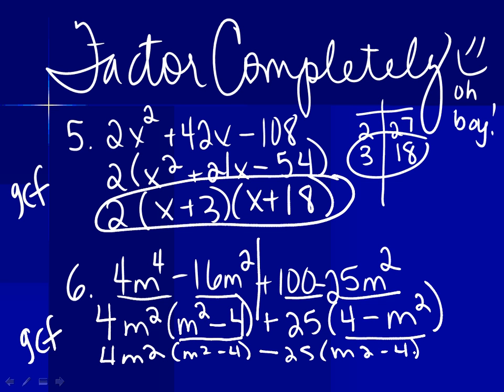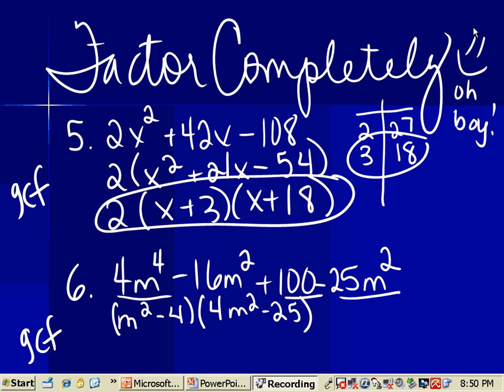Now I'm going to do my common factor. I have m squared minus 4, and what's left over after you take those out is 4m squared minus 25. Okay, I had to rewrite this to give myself a little bit of space.